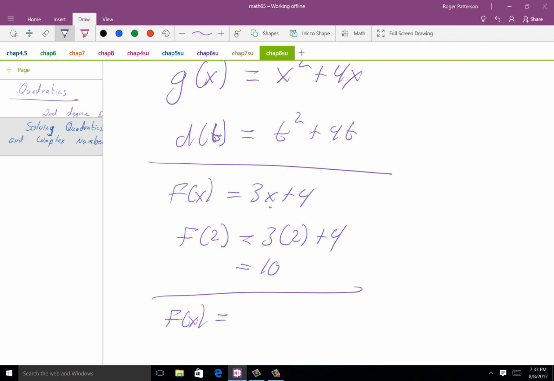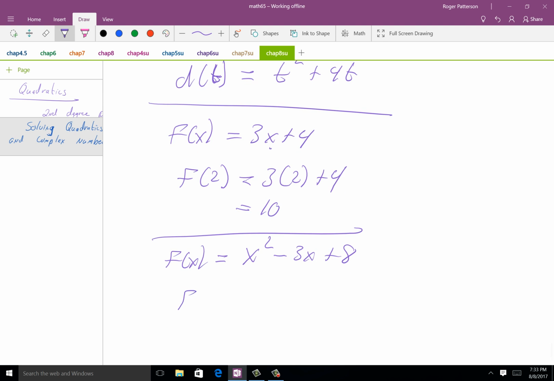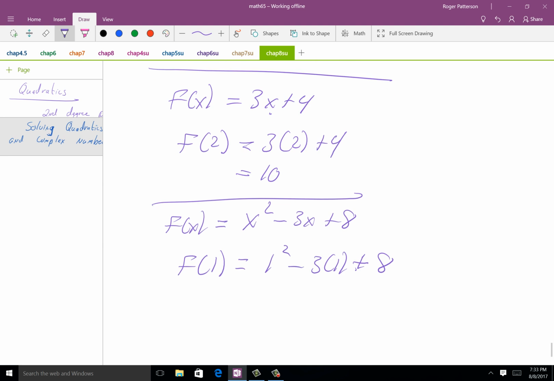So let's say we have f of x equals x squared minus 3x plus 8. Okay, I want to find f of 1. So wherever I see an x, I'm going to put a 1 and work it out.